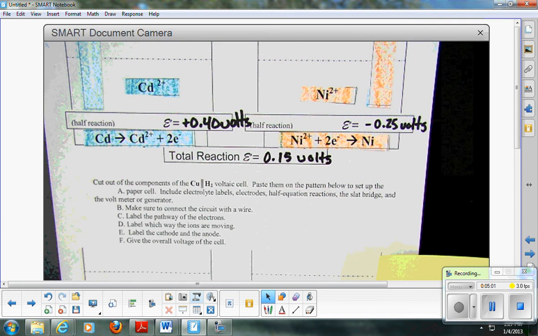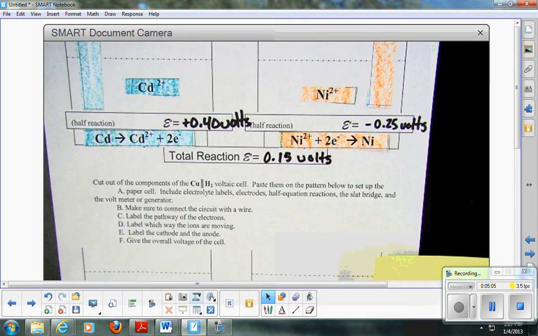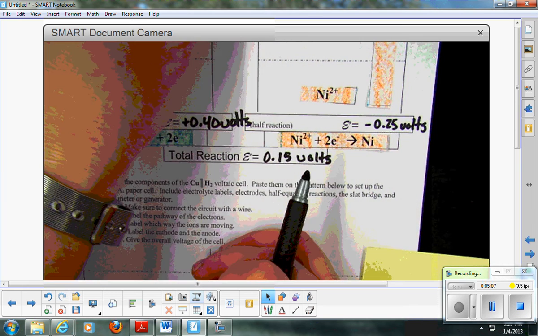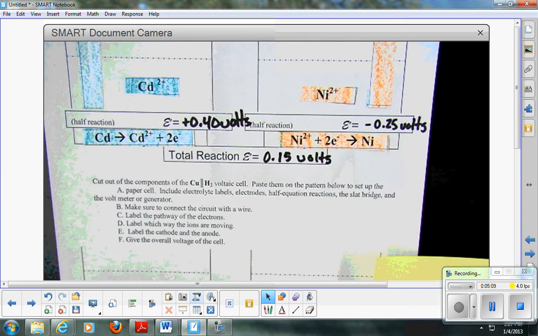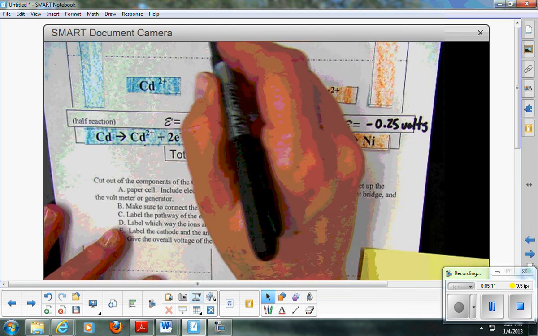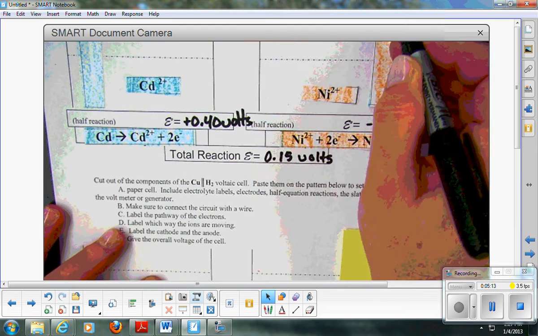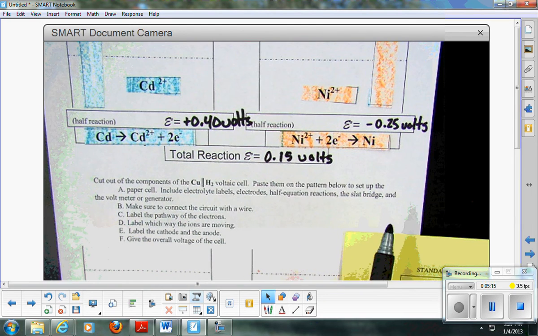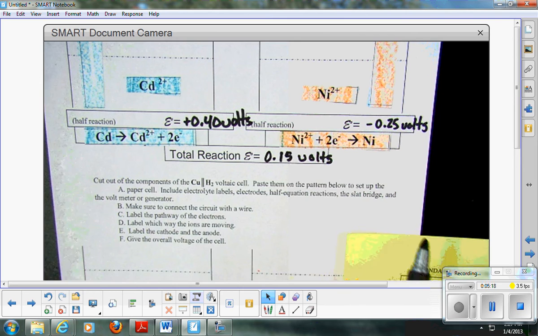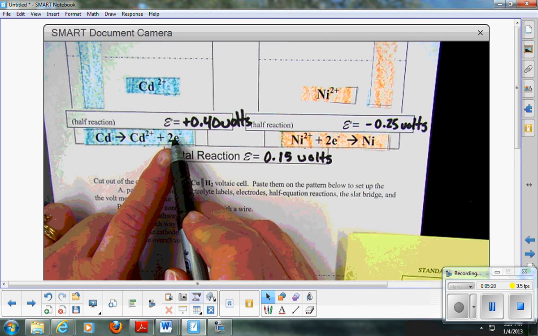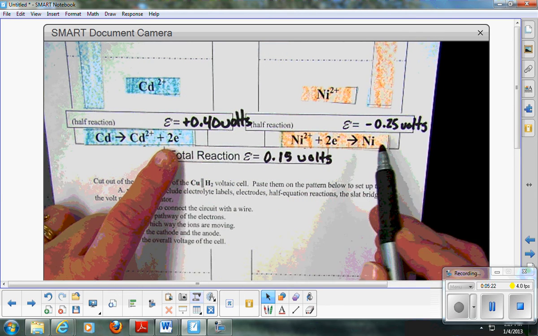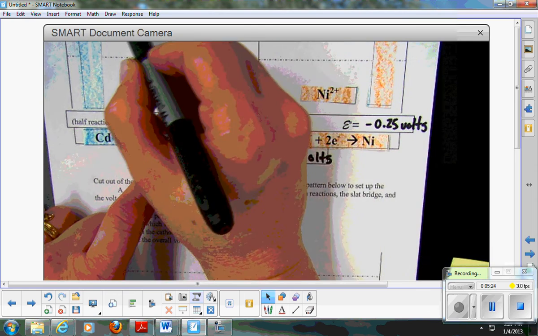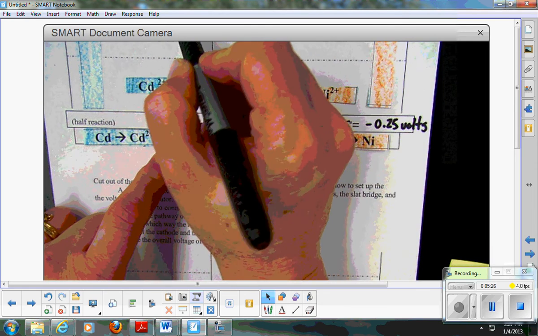Now, because it has a positive voltage, we're going to need a voltmeter. So we're going to put a voltmeter up here. And we've got to connect our electrodes to make the circuit, so we're going to connect one here and one here. You'll notice here that the electrons are being given off on this side and we're taking them in on this side. So we're going to show that the electrons are moving this way.